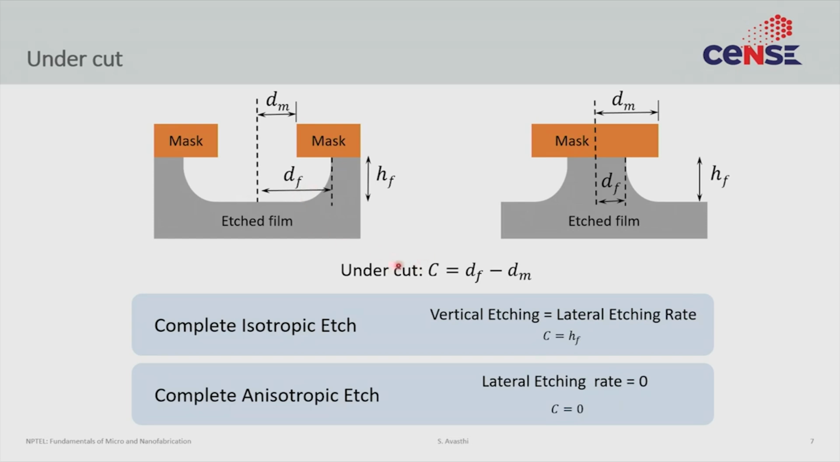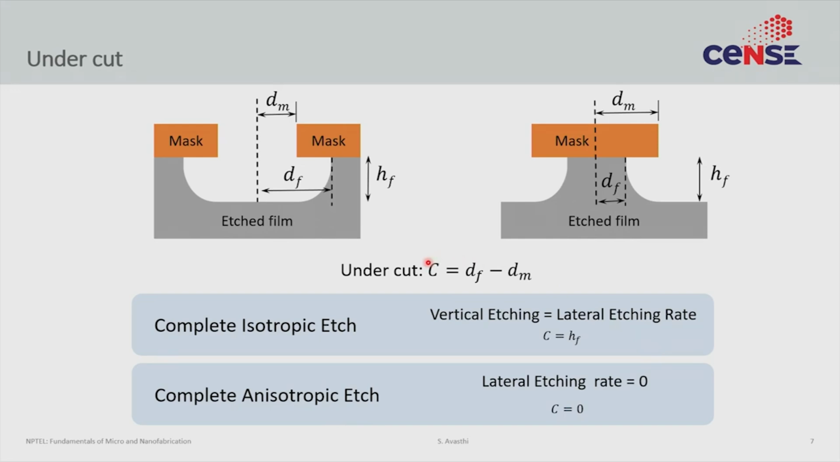In that case, the undercut that you would report, which is simply the difference of these two parameters, is the distance from this edge to this edge. For an isotropic etch, the undercut is large. For a very anisotropic etch, the undercut is 0. And for all practical cases in the middle, the undercut is somewhere in the middle.